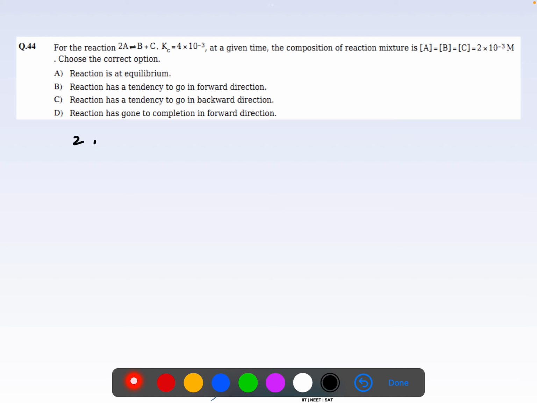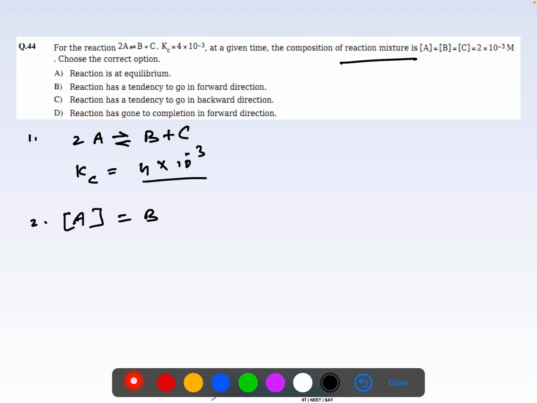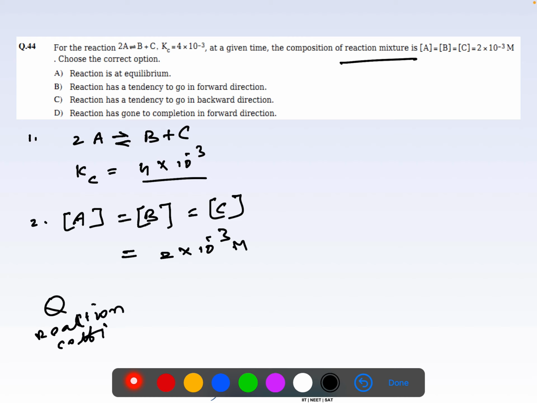For the reaction 2A giving rise to B plus C, the equilibrium constant Kc is equal to 4 into 10 to the power minus 3. So for this reaction, at a given condition, if a reaction mixture is analyzed, they have found that the concentration of A, the concentration of B and the concentration of C are all equal to 2 into 10 to the power minus 3 molar. Now the question is about the direction of the reaction. So for this we have to find the reaction quotient.